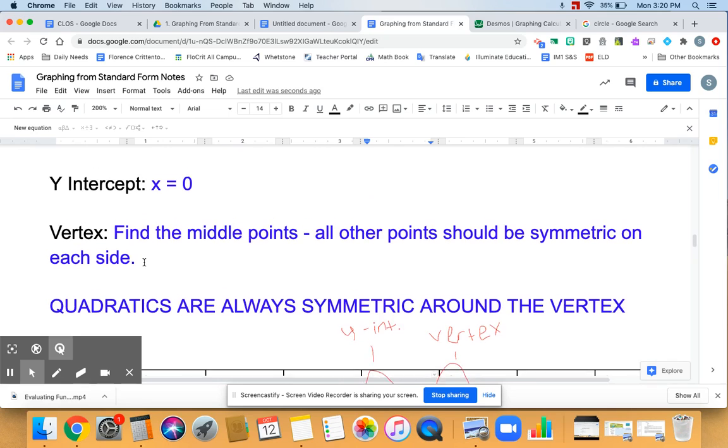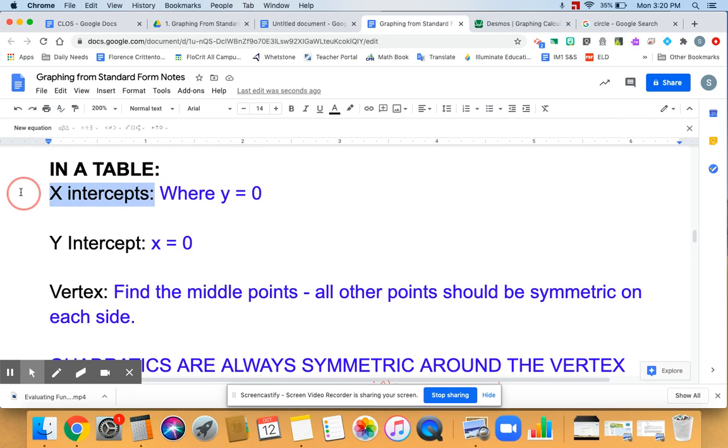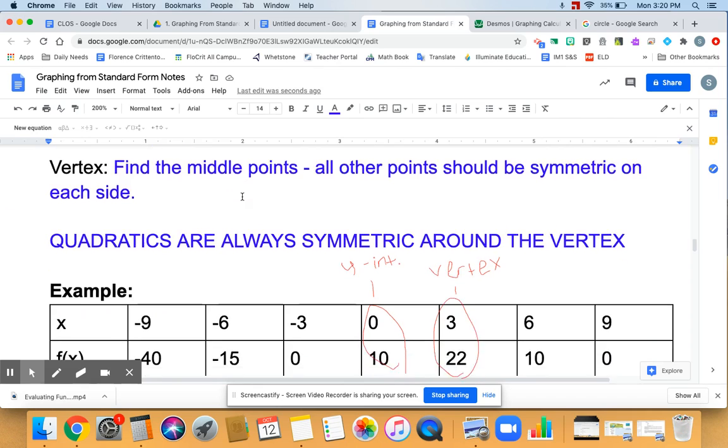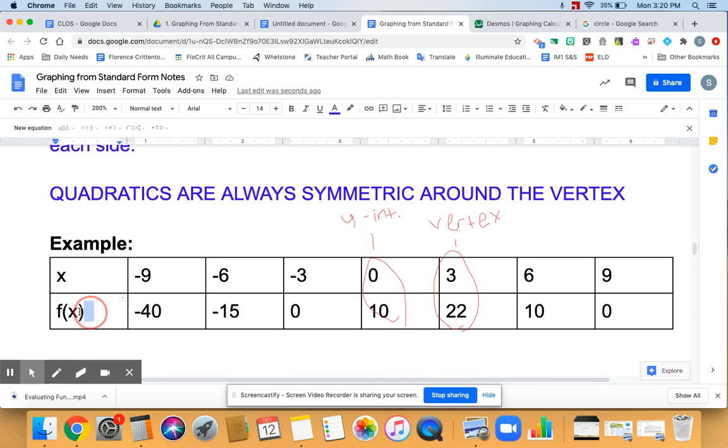And then the other key feature is the x-intercept, which is where y equals 0. So I'm going to look at my y's. And remember, f of x just means y. It's just the fancy way to say y. So if I look, here's negative 40, negative 15. Oh, here's where y is 0. So here's an x-intercept. Again, I'm just going to write int for intercept.